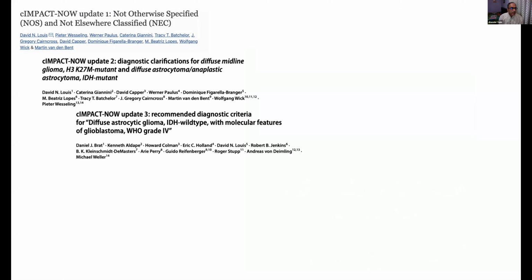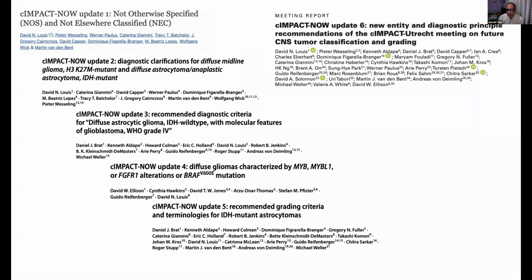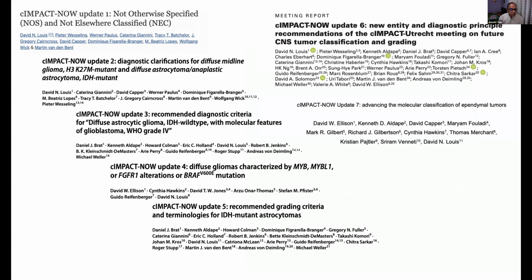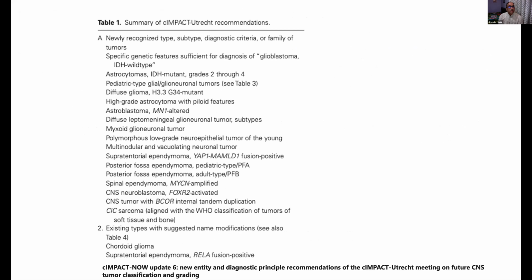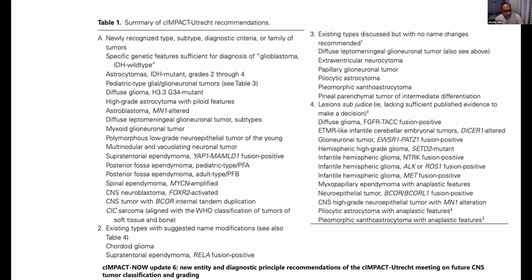After 2016, a large number of modifications have been suggested, coming as cIMPACT updates. There are some 7 updates in the last 5 to 6 years, which are incorporating more molecular information in glioma. This is a summary of the recent cIMPACT recommendations, where a large number of entities have been added or proposed to be added, all determined by molecular biology or mutation status.